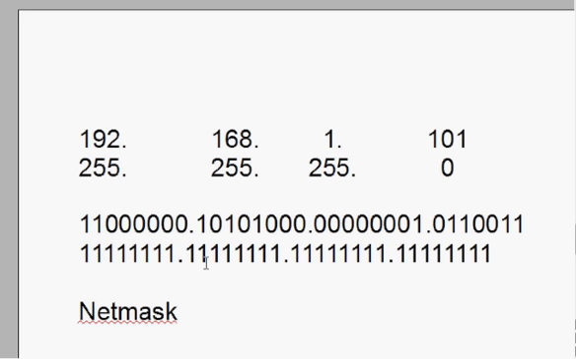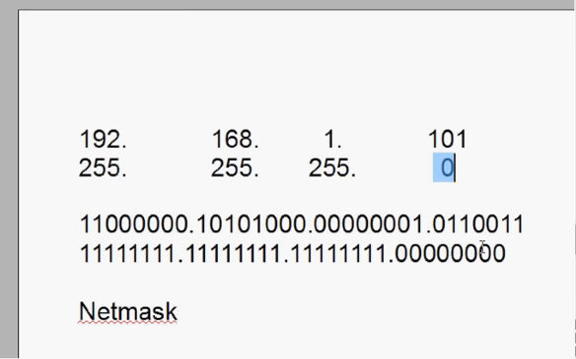Now this equals 255, 255, 255, and then this last octet would actually be all zeros. So that's 255 right here: 128 plus 64 plus 32 plus 16 plus 8 plus 4 plus 2 plus 1 equals 255, and so on and so forth. And then the last octet would be all zeros.